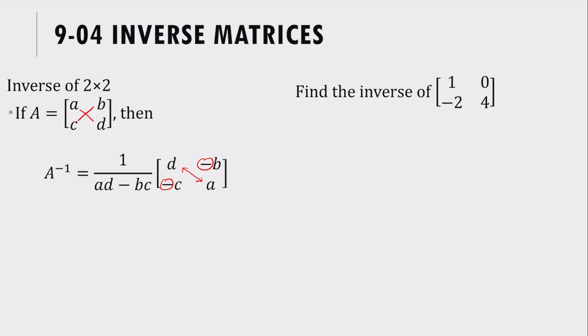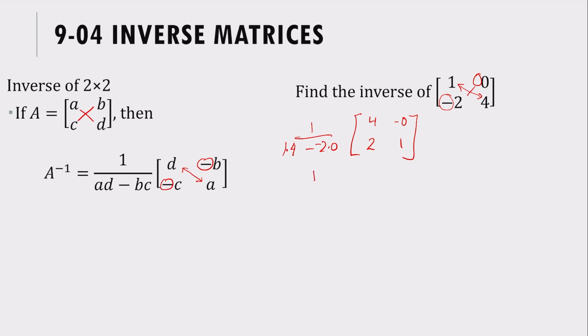So let's find the inverse of this matrix. It's 1 over the down diagonal, so it's 1 times 4 minus the up diagonal, negative 2 times 0, times the mixed up matrix. So the downward diagonal trades places, so the 4 is up there, the 1's down there. And the up diagonal changes sign, so it was a negative 2, so now it's a positive 2. It was a positive 0, so now it's a negative 0. Of course, that's the same as 0.